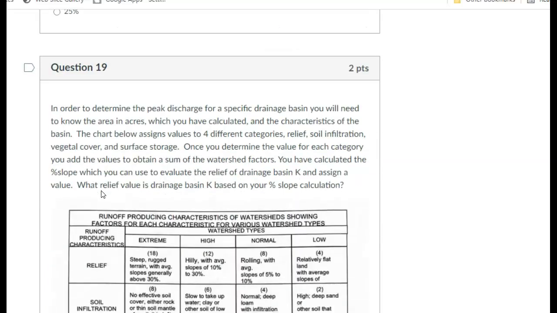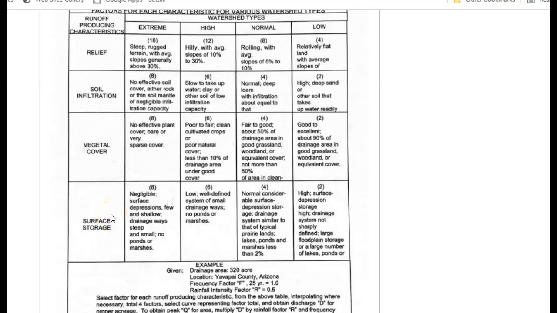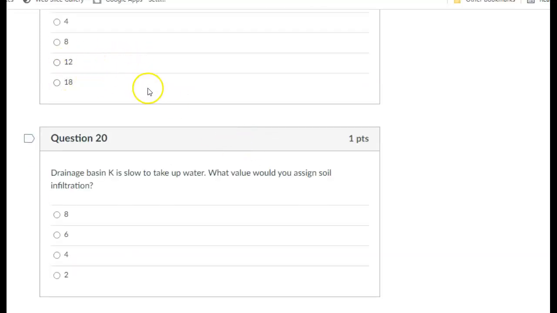steep or gentle. And so here's our little chart that we're identifying some of the properties of my drainage basin. The one we just did was really relief here. How steep is it? And so if the slope percent is above 30, we would assign a numeric value, 18, to this drainage basin. If it was between 10 and 30, we would assign a 12, and so on. And so the idea of this chart is to assign values to these four different properties of my drainage basin. And so we add up all these properties, and that gives us a number that we can use to estimate discharge. And so the relief one we just did, that's not too bad. So it's asking you to do that.